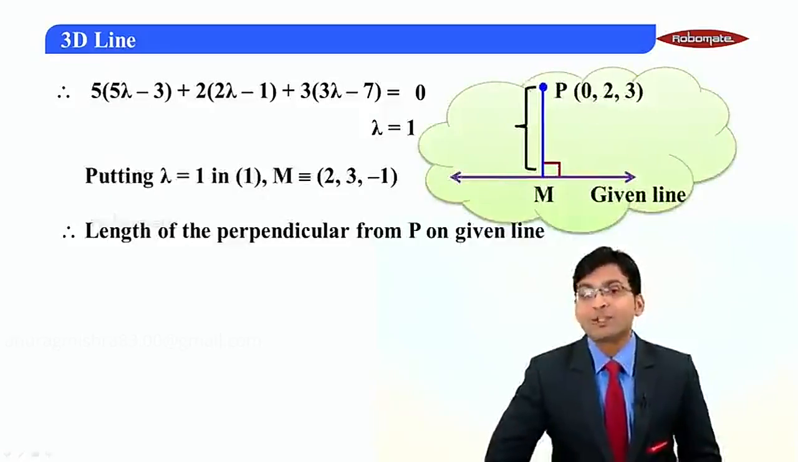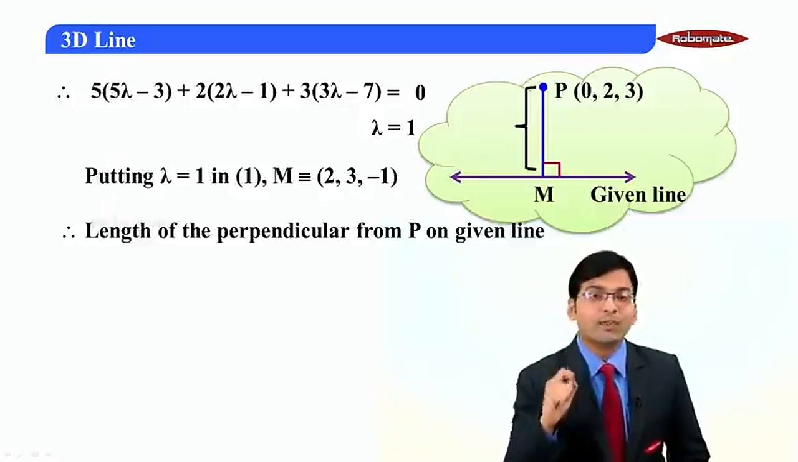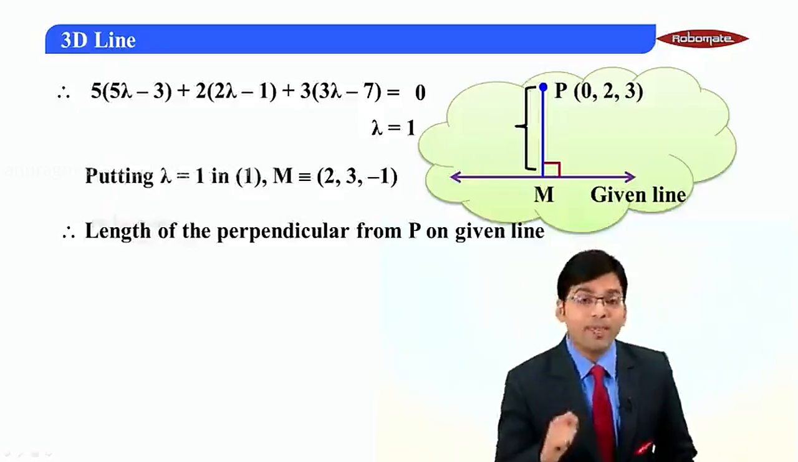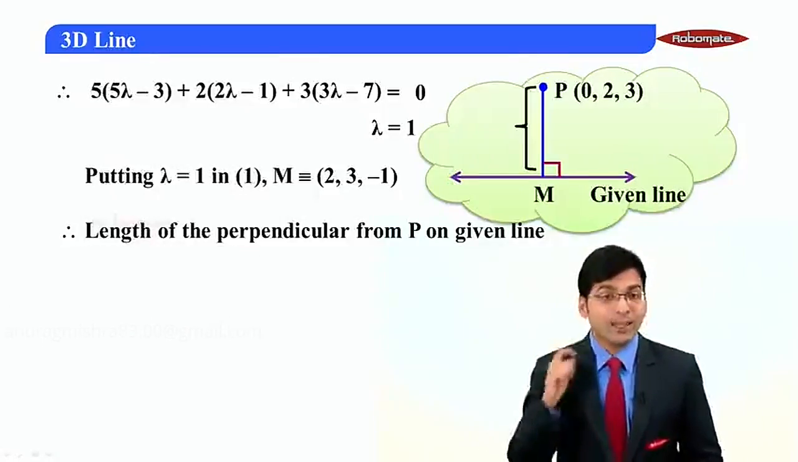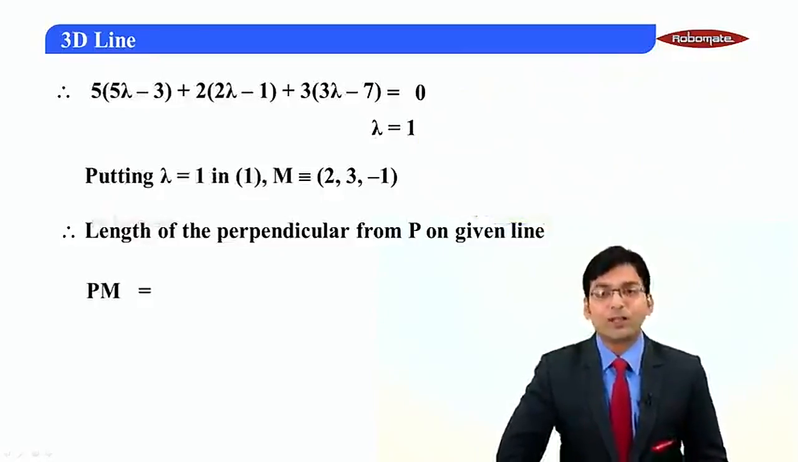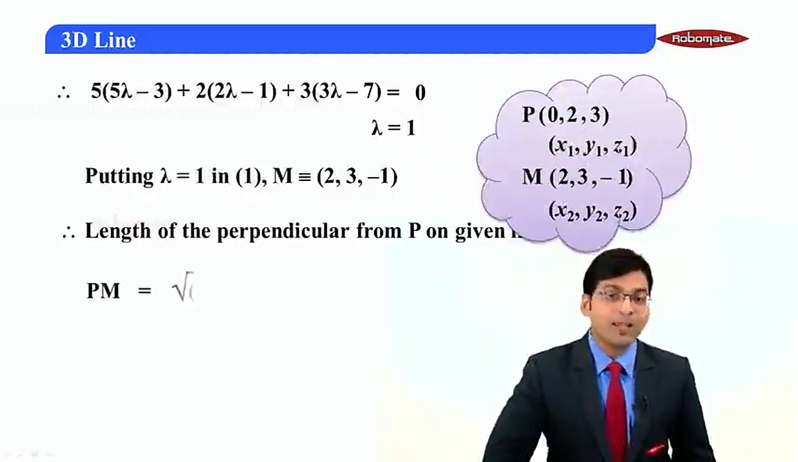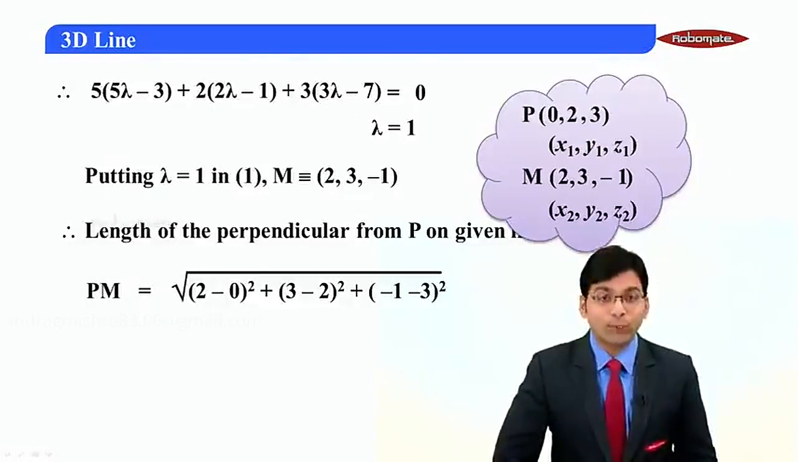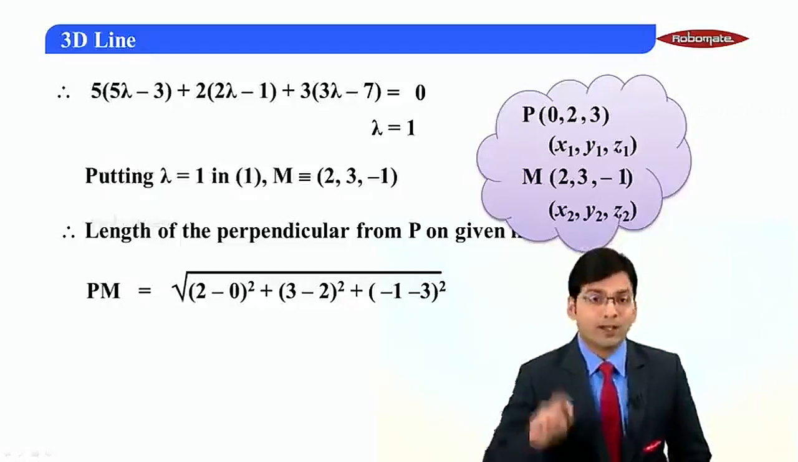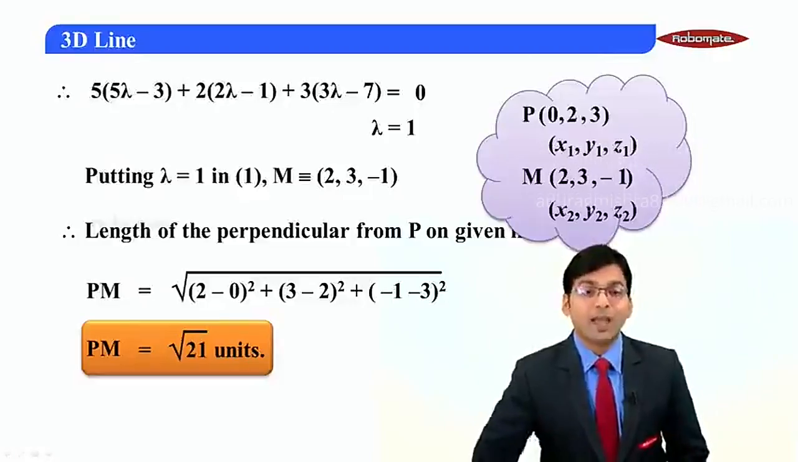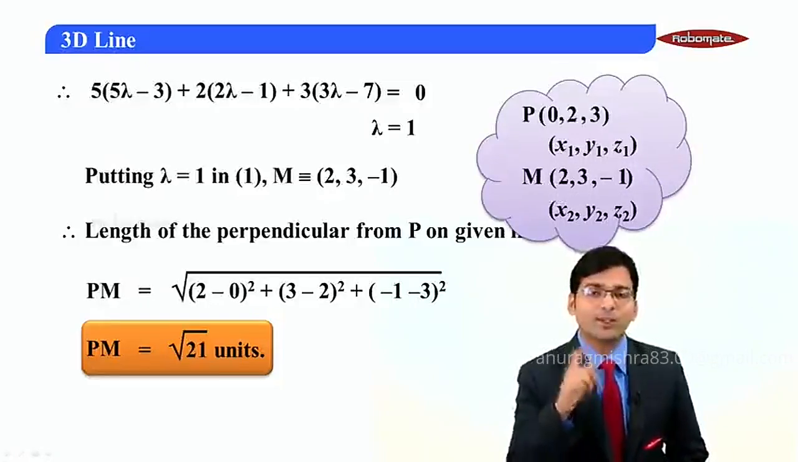Now by putting lambda is 1 in equation 1, we get M as (2, 3, minus 1). Right? So let us find the length of perpendicular from P on the given line. Once we get M, we have P. As you can see in the diagram, we can directly go for the distance formula to find PM. So we have P and M. The distance will be the square root of (2 minus 0) whole square plus (3 minus 2) whole square plus (minus 1 minus 3) whole square. On simplification, students, we get distance PM as square root of 21 units.